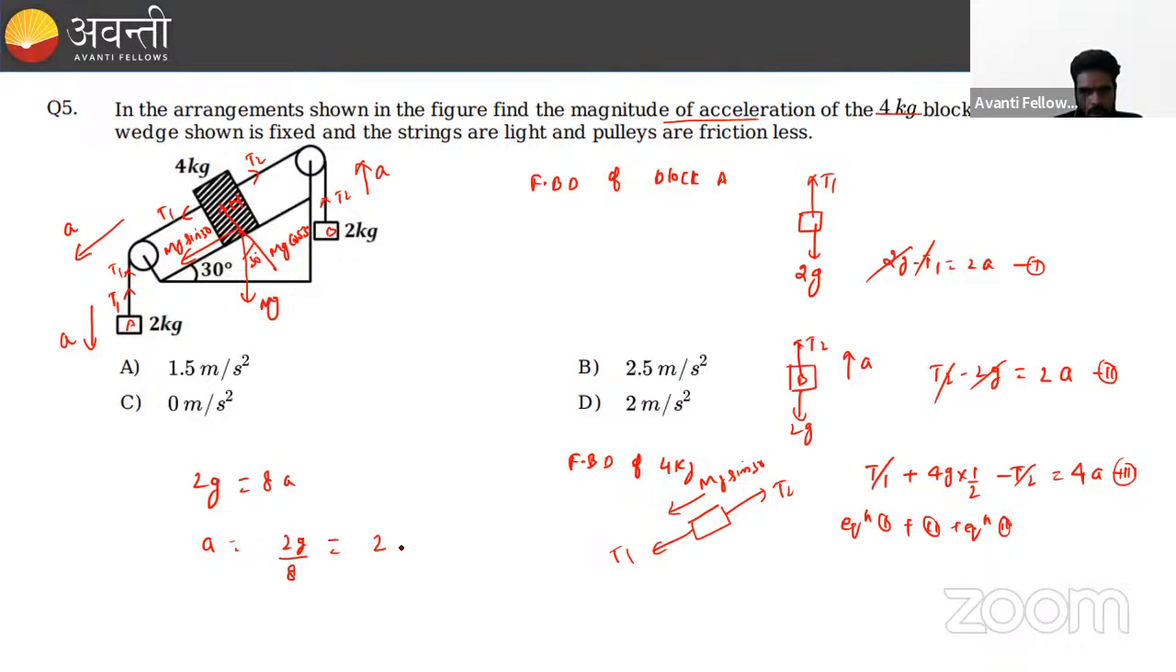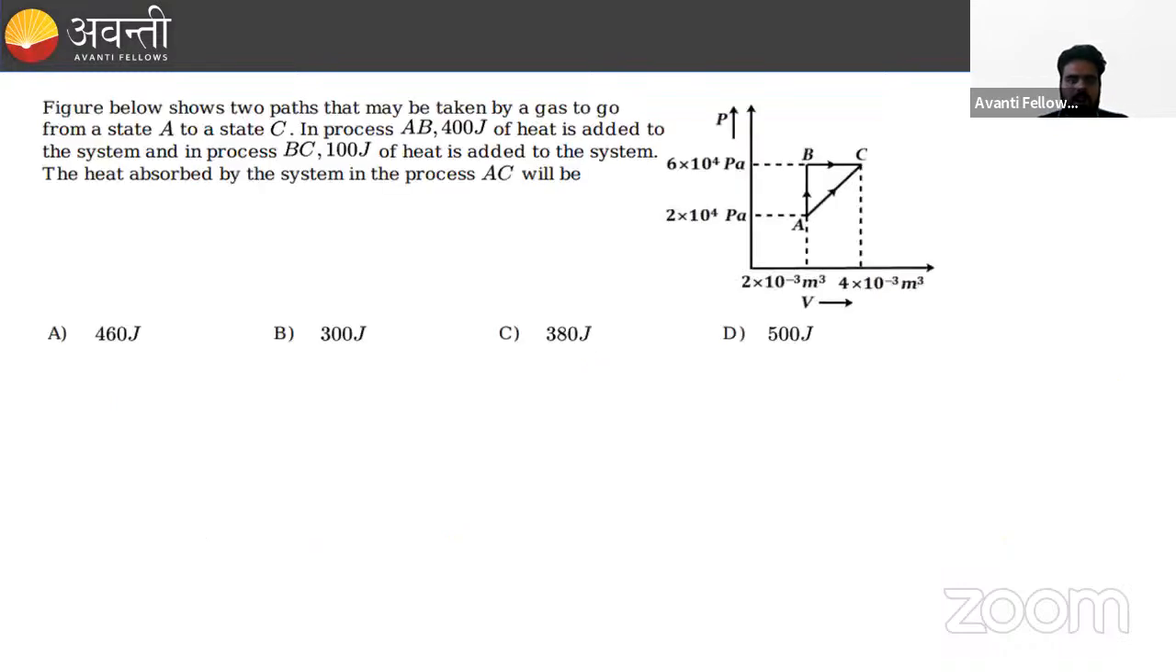If we put the value of g, that is 10, this will become 10 by 4, and this will become 2.5 meter per second square. That is the absolutely correct answer. Option B is the right one. Let's move to the next problem. What is the next problem?